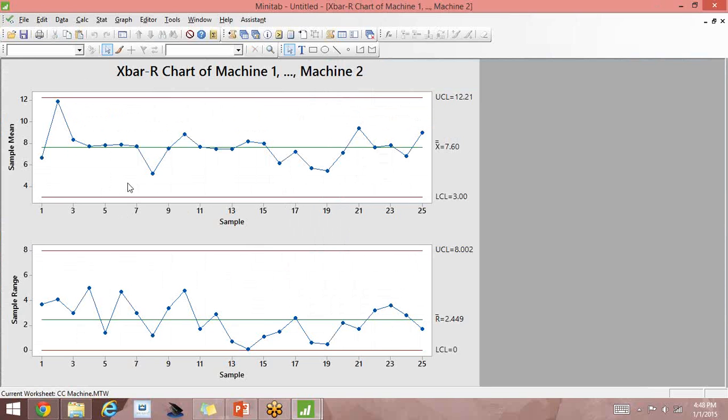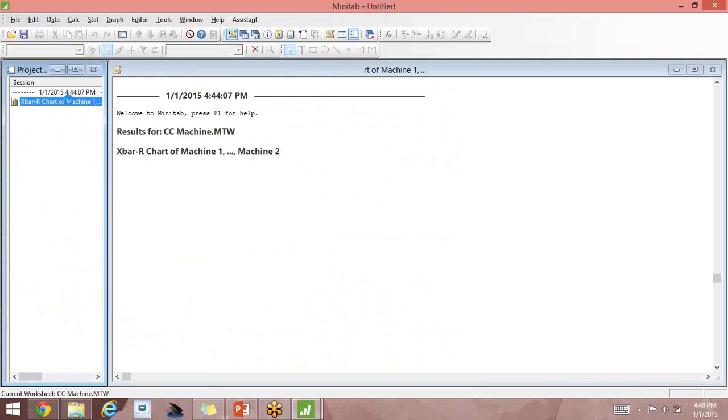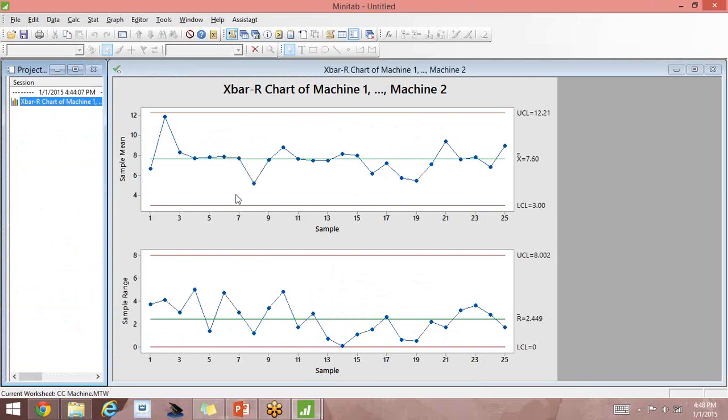Okay, here is for machine 1. For machine 1 there is no red dot. That means process is in control. For machine B also, okay. If you see, this is the range. Range also is within control. Mean also is within control. So perfect. But for what did it take? Did it consider both or only one?